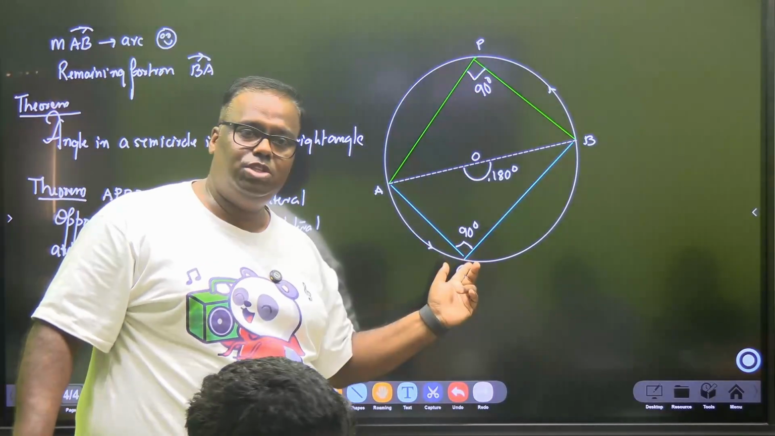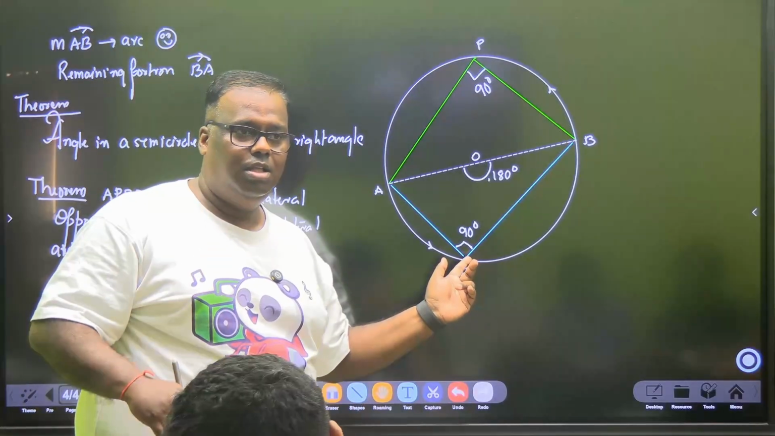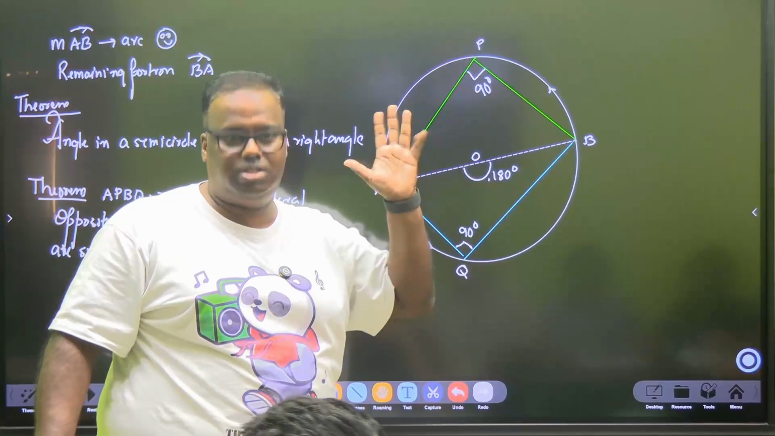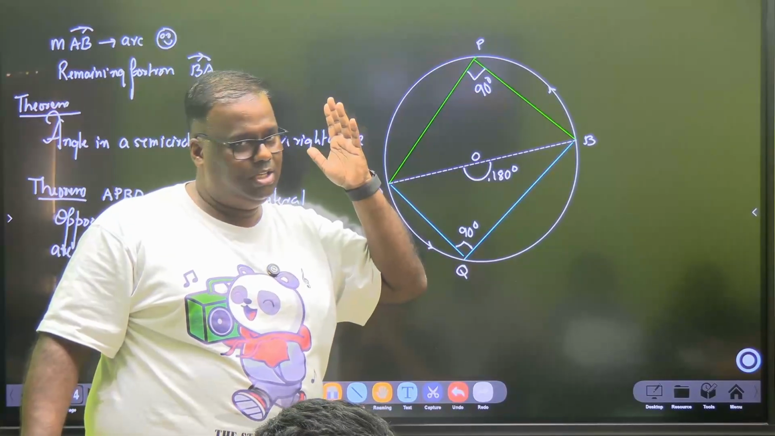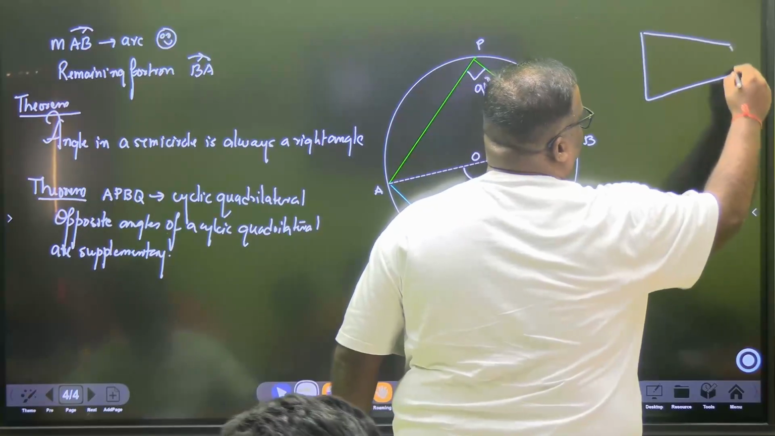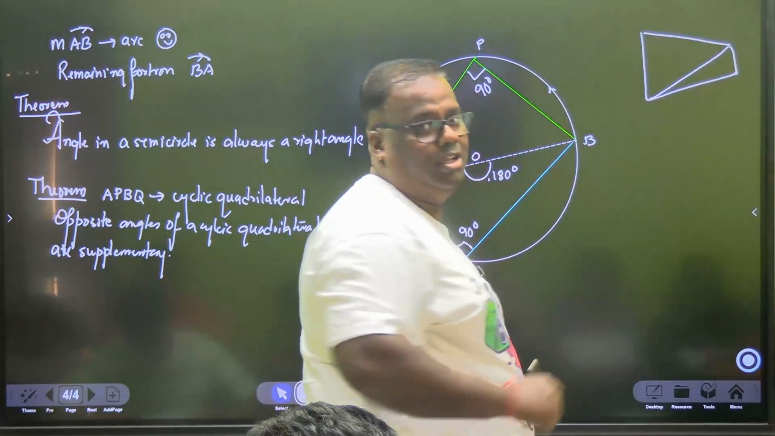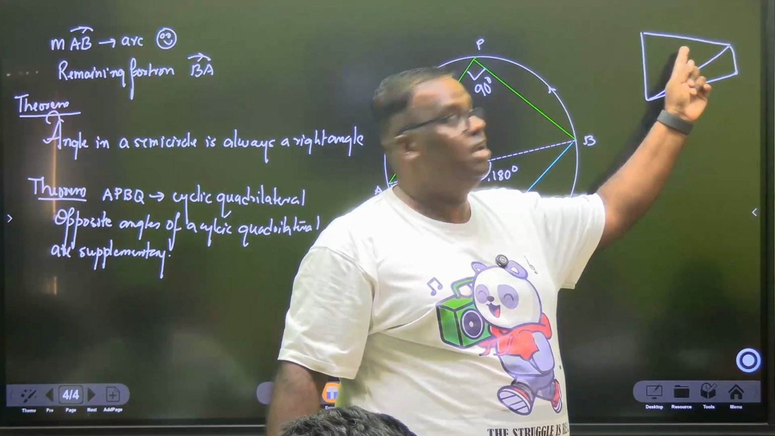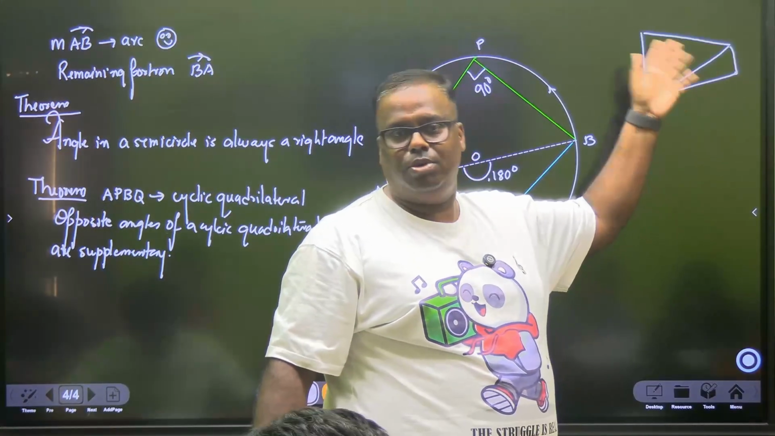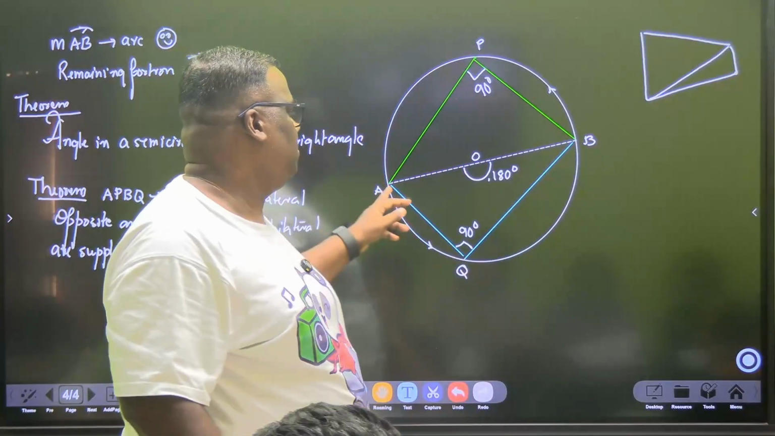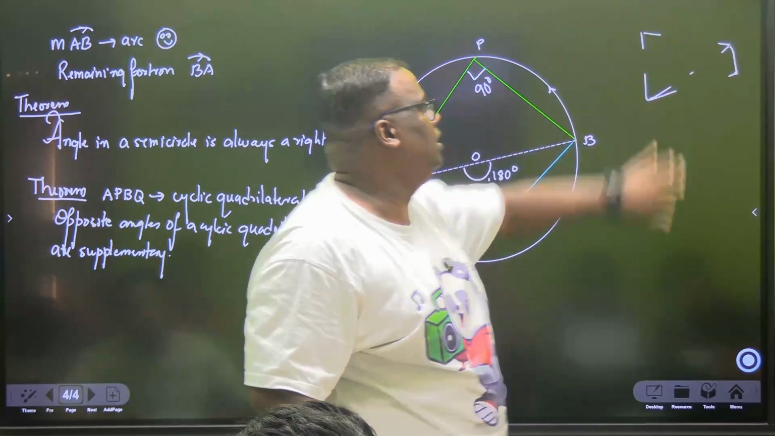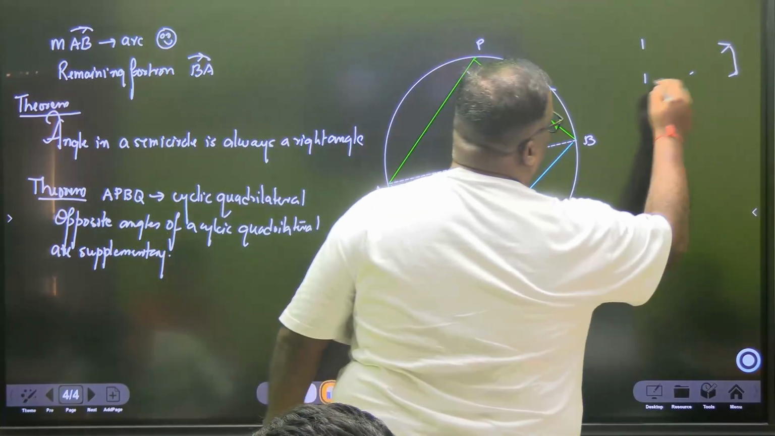If you add them, how much are you getting? 180. How do you say that these two should be 180? I know that sum of all the angles of a quadrilateral is 360. Can you prove that? How do you prove that? Take any quadrilateral, put its diagonal. A quadrilateral is composed of two triangles. Sum of all the angles here is 180. Sum of all the angles here is 180. 180 and 180 is 360. So the same thing comes out here, that if it is 360, then the other two angles must be supplementary. Did you understand this?